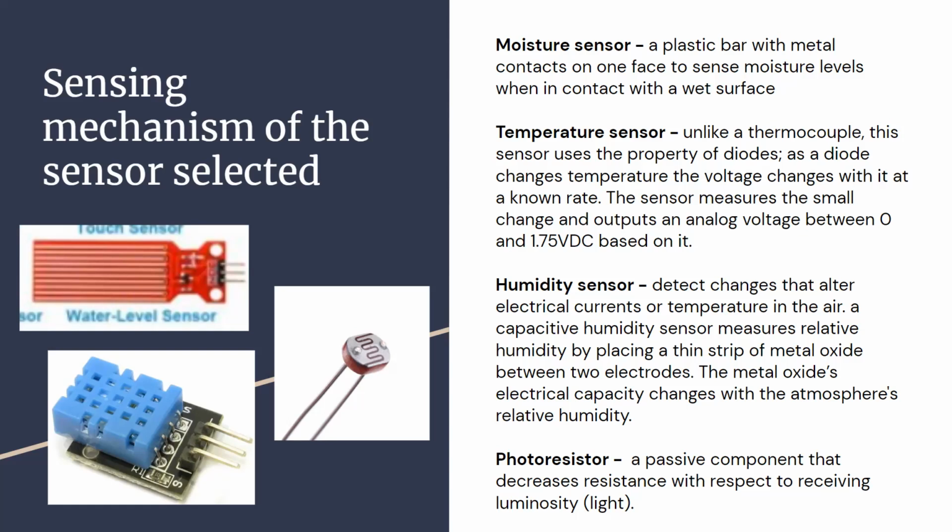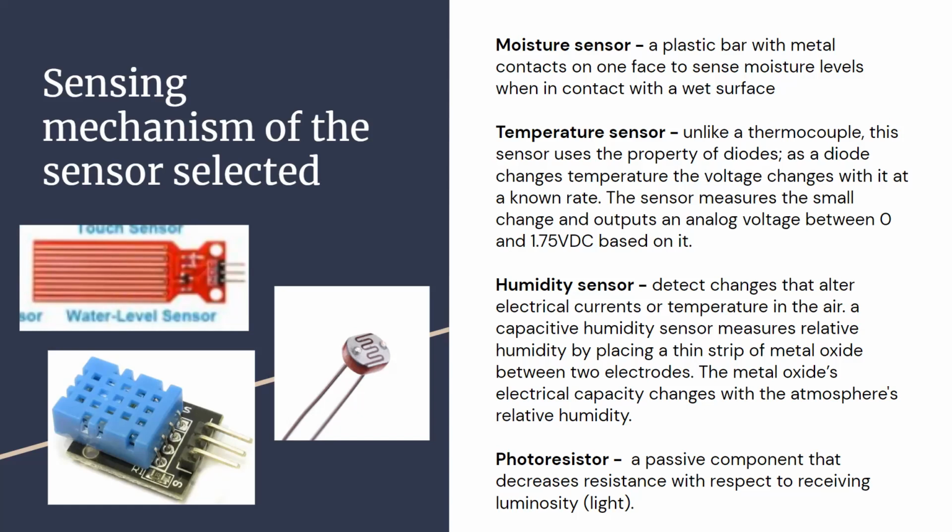difference in temperature. And the humidity sensor, which is also a part of the temperature sensor that we're using, detects the changes that alter electrical currents or temperature in the air. A capacitive humidity sensor measures relative humidity by placing a thin strip of metal oxide between the two electrodes. The metal oxide's electrical capacity changes with the atmosphere's relative humidity.